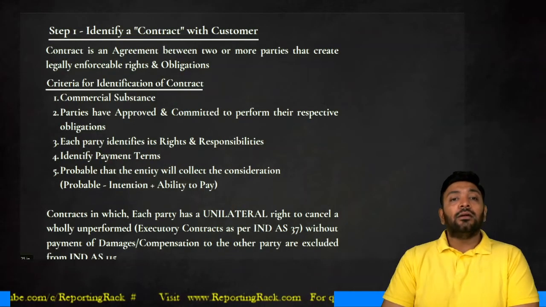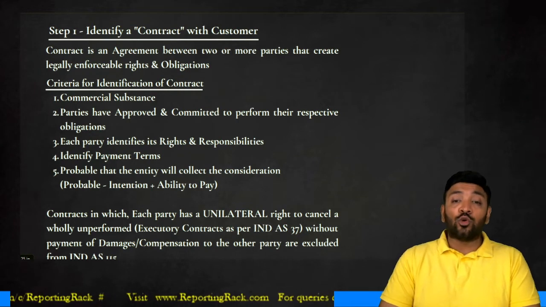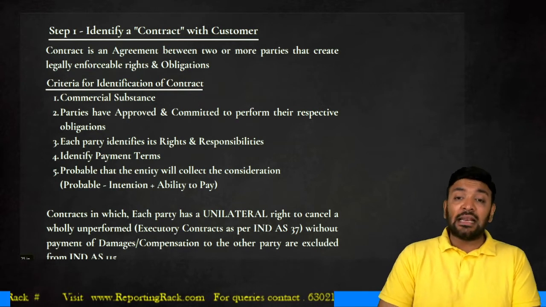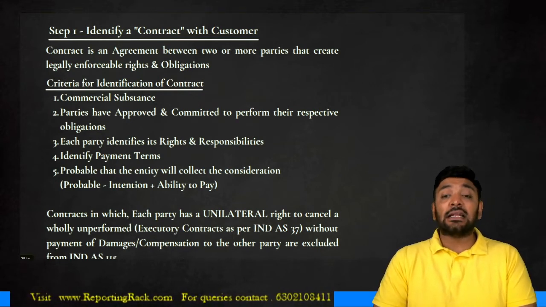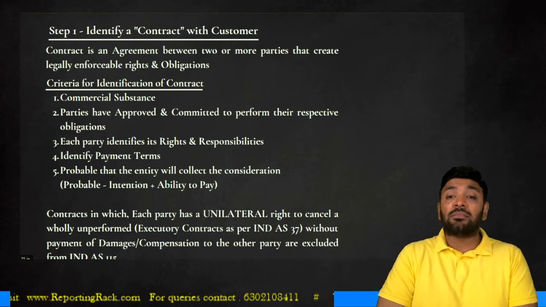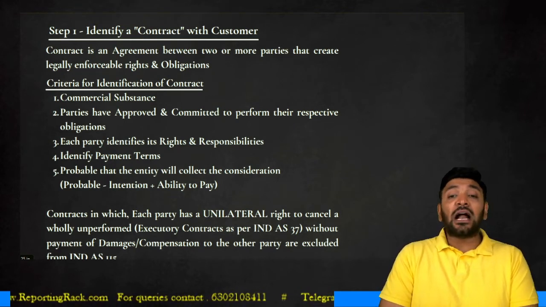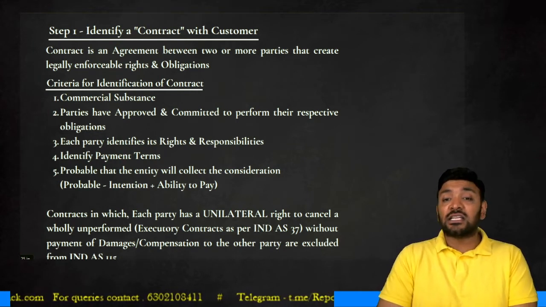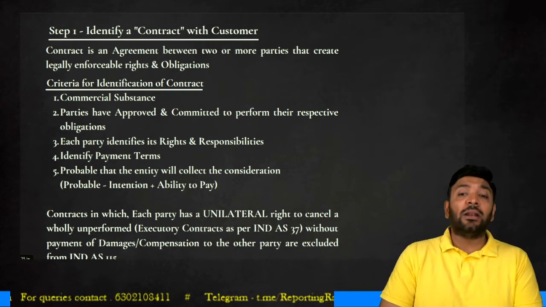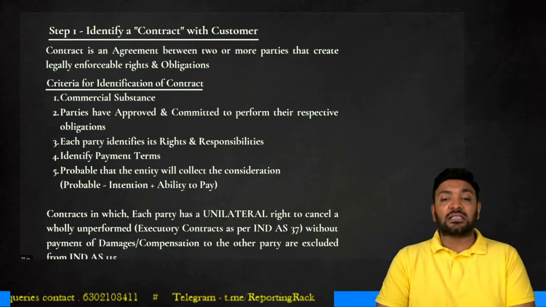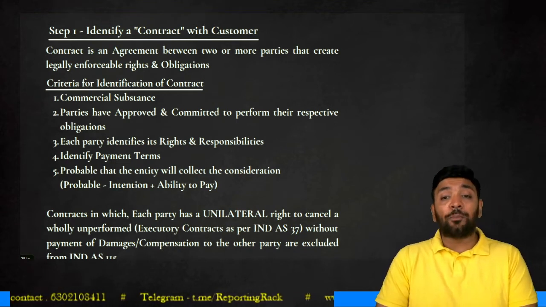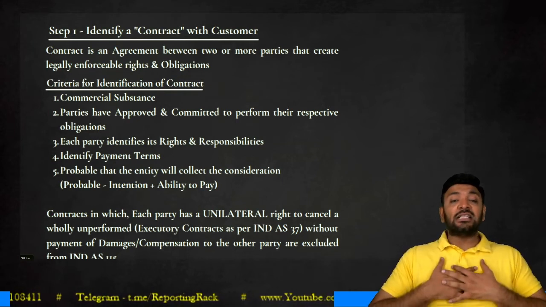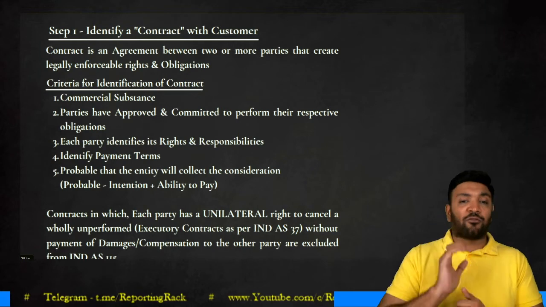Let's see. A contract is an agreement between two or more parties which create legally enforceable rights and obligations. What is the criteria for identification of contract? First thing, that the agreement should have some commercial substance. Number two, the parties to the contract have approved the contract and they are committed to perform their obligations under the contract. It is a supplier's obligation to deliver goods and services to the customer. It is the customer's obligation to pay consideration to the supplier under the contract. So these are their respective obligations which each of the party is committed to perform.